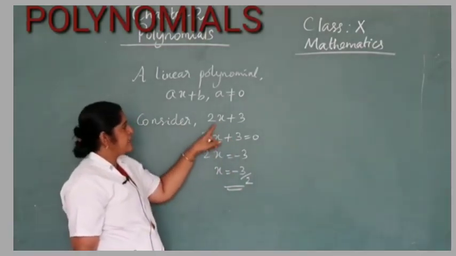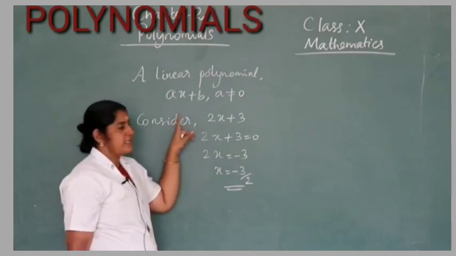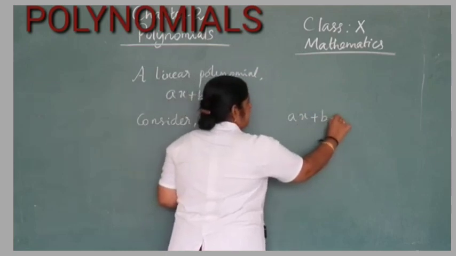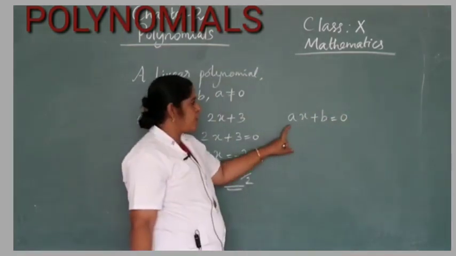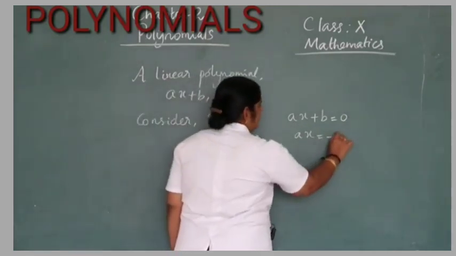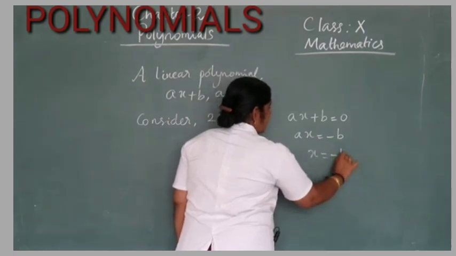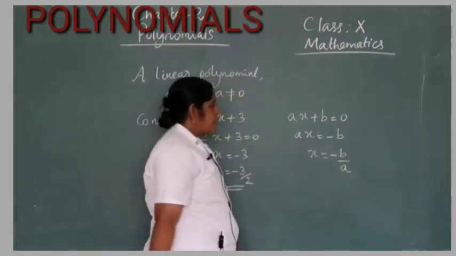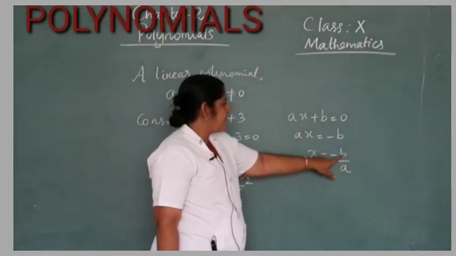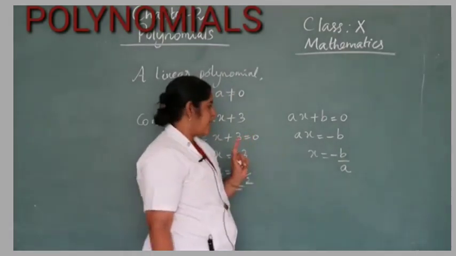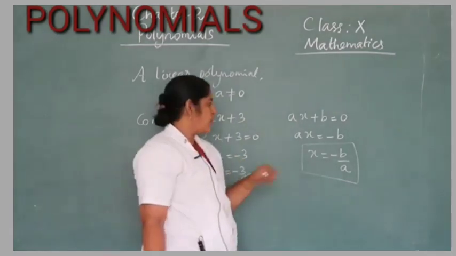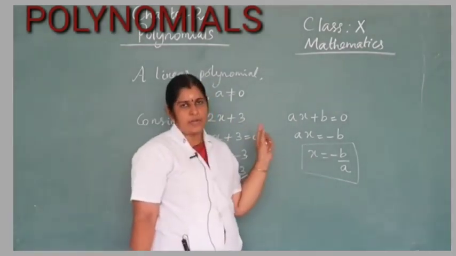Now from this example, we can generalize how to find the zero of a linear polynomial of the form ax plus b equal to 0. If you want to find the general zero, we are getting ax equal to minus b, x is equal to minus b by a. Now you know children, what is this a? a is the coefficient of x and b is the constant term of the polynomial. So by using this relation, we can find out the zero of any given linear polynomial.